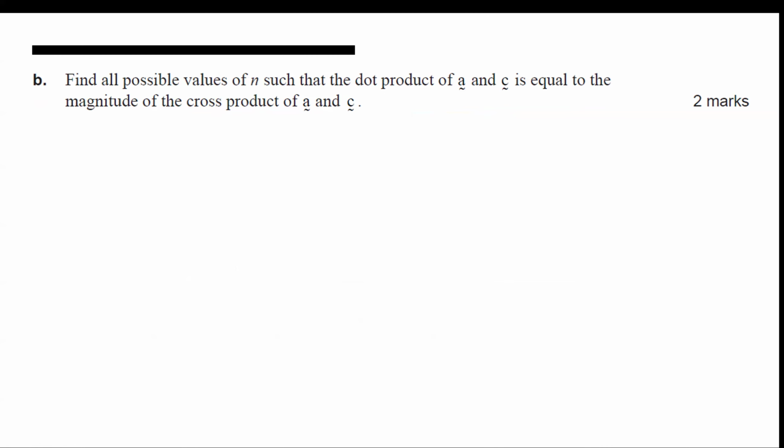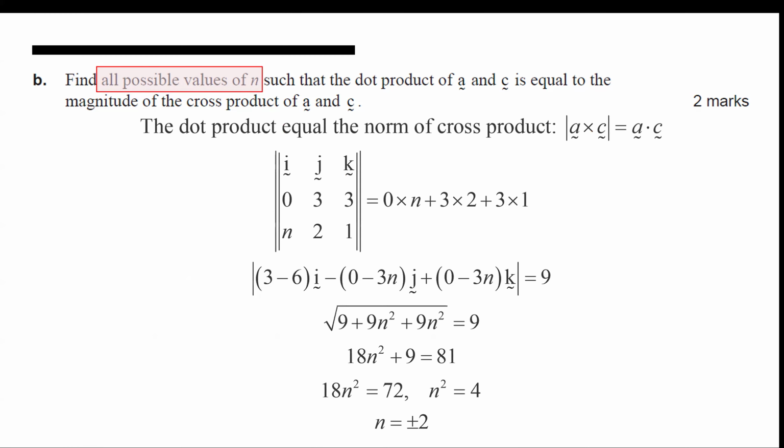Find all possible values of n such that the dot product of A and C is equal to the magnitude of the cross product of A and C. Notice the phrase, all possible values of n. That means your answer, the value of n, will be more than one. The dot product can be easily computed as 9, but it involves more work to determine the cross product, and then you get some sort of ijk notation.